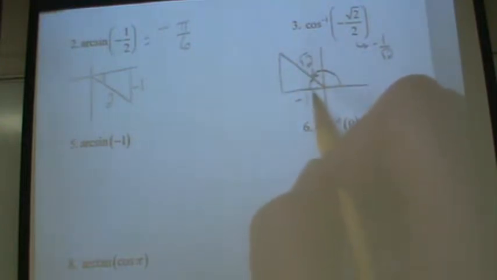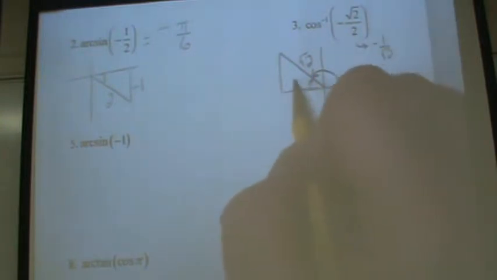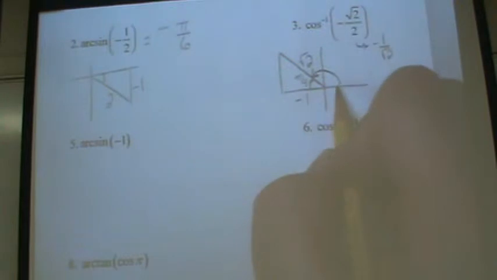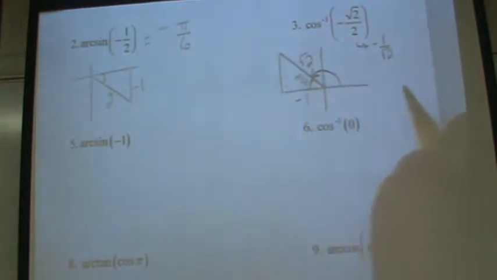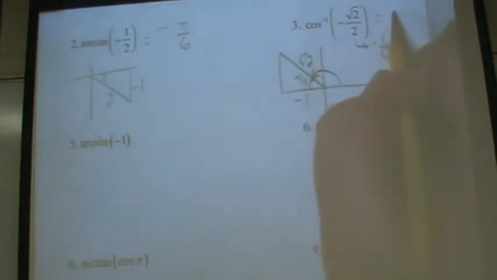3 pi over 4. Well, our reference angle is a pi over 4, but we're looking for the pi over 4 that's in the second quadrant, which, like Jasmine said, is 3 pi over 4.